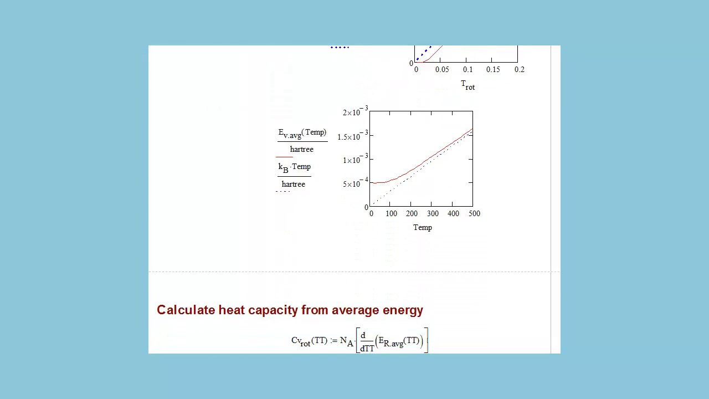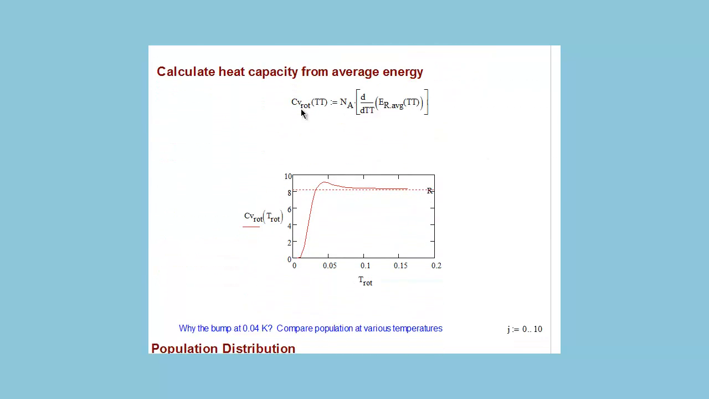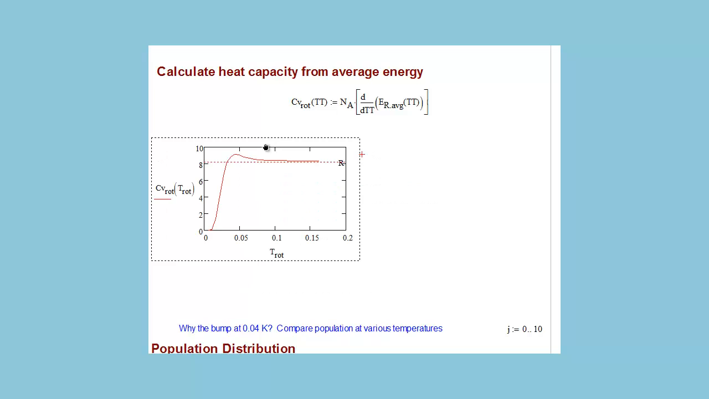Change in energy with respect to temperature. So here's the definition. C_V, the constant volume heat capacity for rotational motion, multiplied by Avogadro's constant, so you get a molar quantity, and it's a change in energy with respect to temperature, just like it was for vibration. Notice the graph. This is the graph of the rotational heat capacity as a function of temperature. Again, we're using very small temperatures, only up to 0.2.